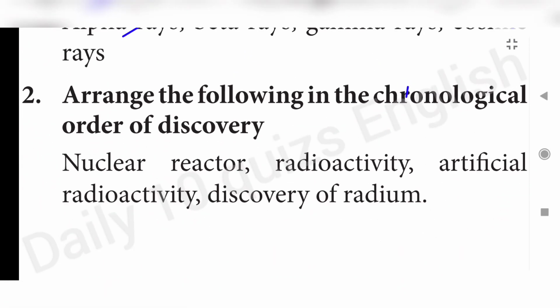Second one, arrange the following in the chronological order of discovery. Radioactivity is the first one. Discovery of radium is the second one. Artificial radioactivity is the third one. And nuclear reactor is the fourth one. Let me say the years too. First one, radioactivity was found in 1896. Second one, discovery of radium is 1898. Artificial radioactivity in 1934. Nuclear reactor in 1942.